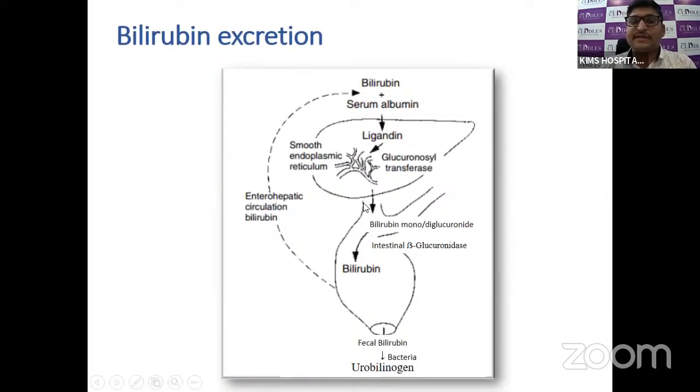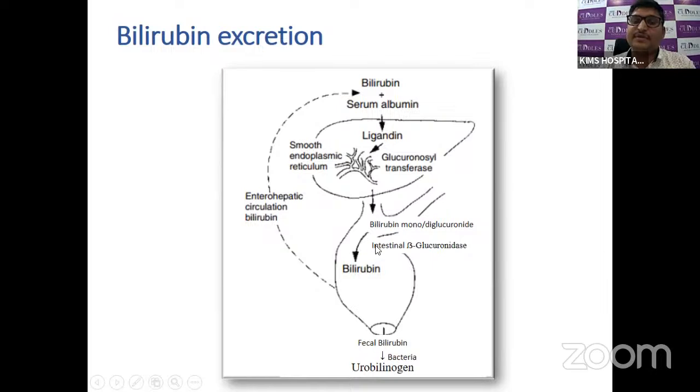So once it enters the hepatic canaliculi, okay. So we have seen here that it is bound to ligandin, undergoes glucuronidation, then is excreted into the canaliculi. From the canaliculi, it enters the intestine, okay. So after the canaliculi, it enters the bile ductules, from there into the hepatic duct, the common bile duct, and gets secreted into the intestine.